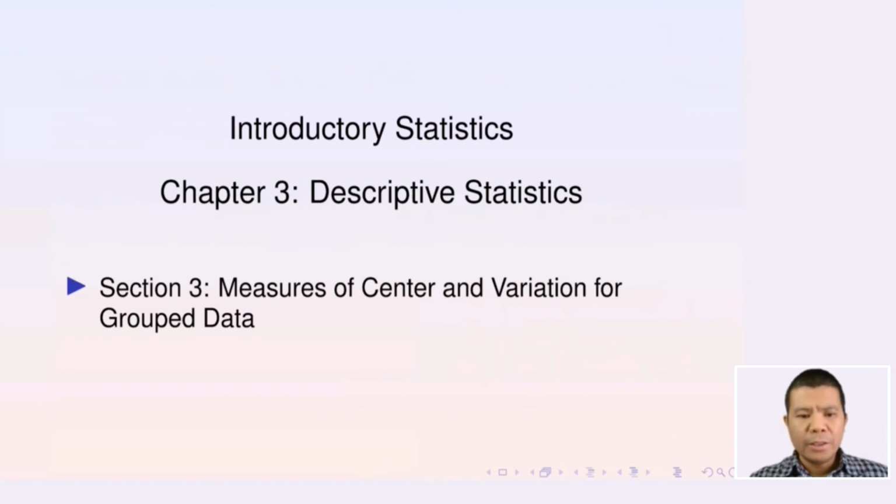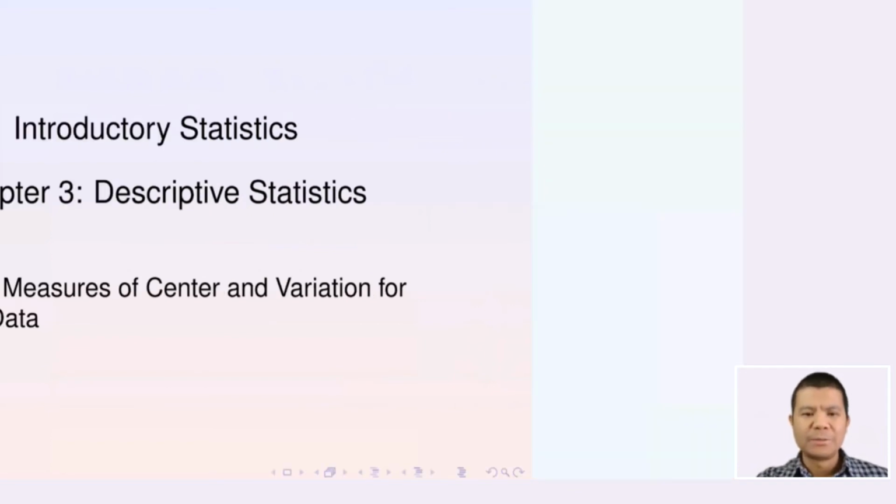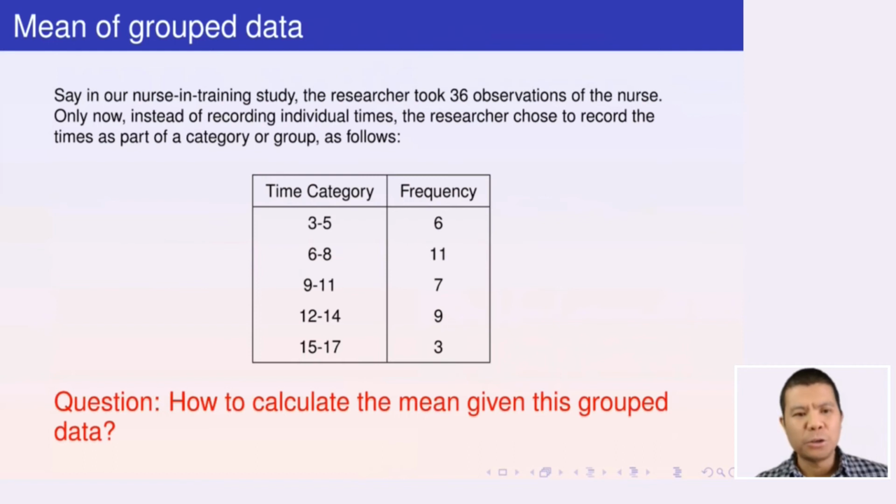Now, let's move on to section 3. It's the measures of center and variation for grouped data. Firstly, let's talk about the mean of grouped data. Again, let's consider the nursing training example. We take 36 observations from the nurse. Only now, instead of recording individual times, we only have the following frequency distribution table.